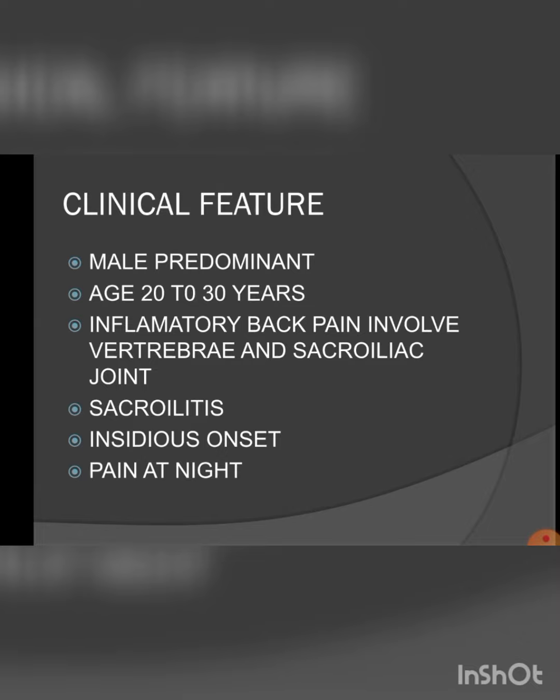And the characteristic feature is that the patient says he has back pain involving the vertebrae, and one most important thing, a characteristic feature of ankylosing spondylitis, is that he will say he has pain at the hip, because it involves the sacroiliac joint, and this is known as sacroiliitis.